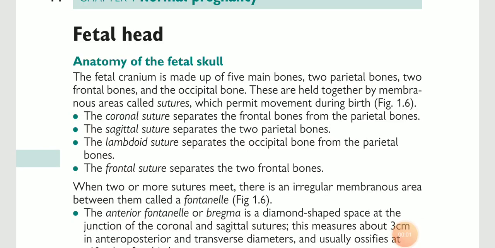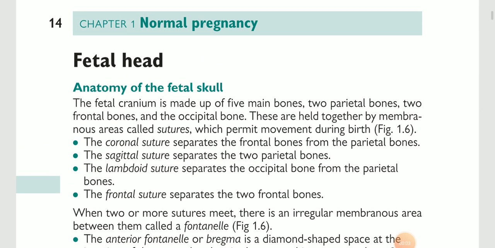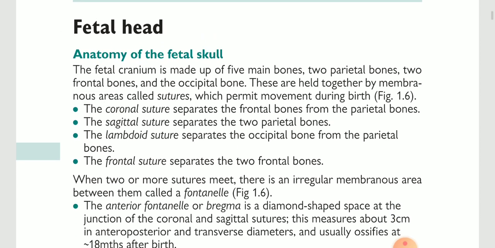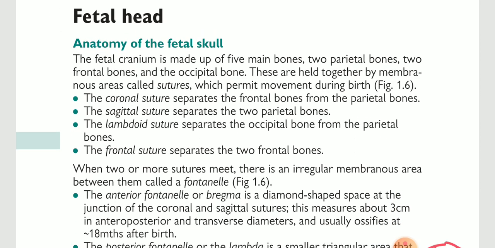Hi friends, today we are here again with a new topic from the Oxford Gynecology book: the fetal head and the fetal head anatomy. The fetal cranium is made up of 5 main bones: the 2 parietal, 2 frontal and the occipital bone.